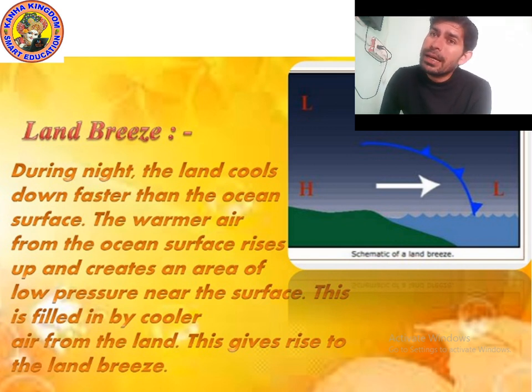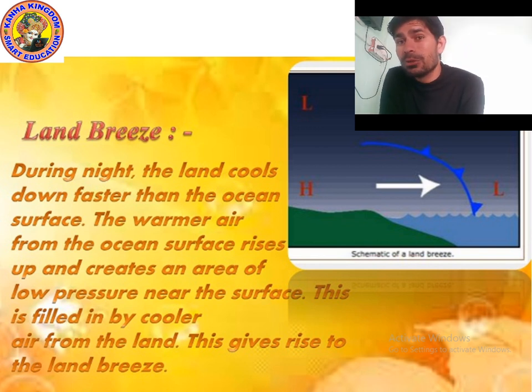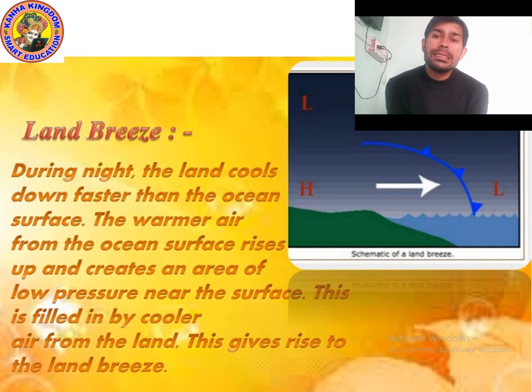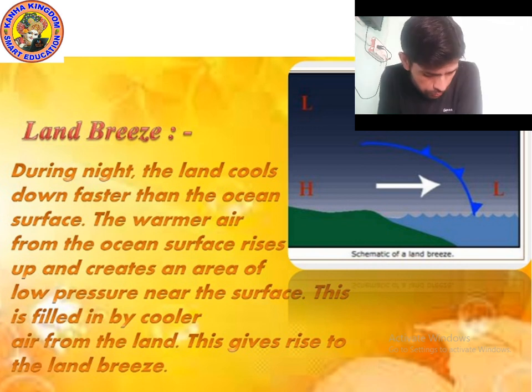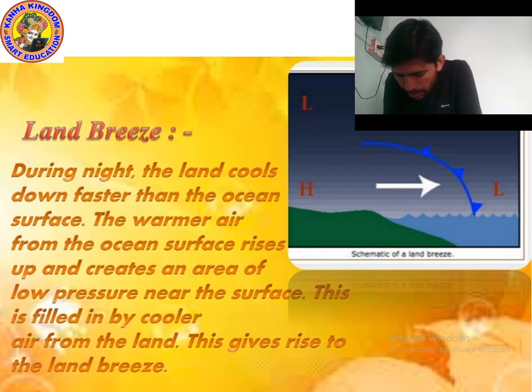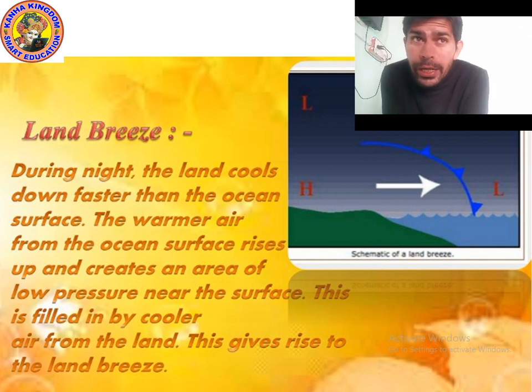So the land gets cooler, and there is a high pressure zone, and from the high pressure zone the air will come to fill the low pressure zone. This gives rise to land breeze. So what is land breeze? The moving of cool air from land to sea is known as land breeze.